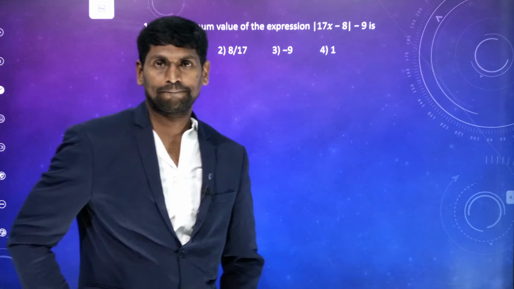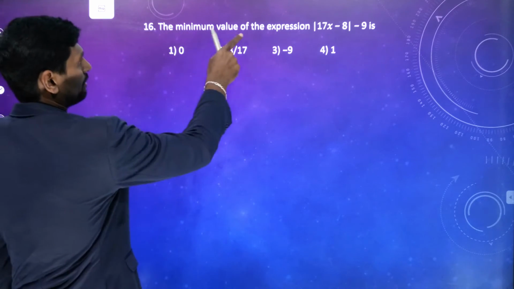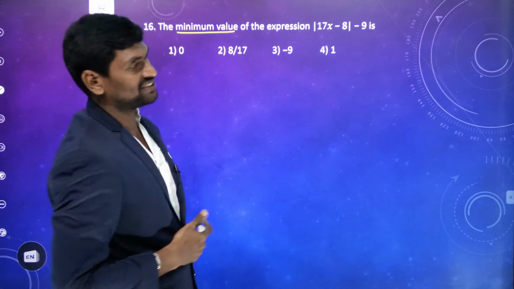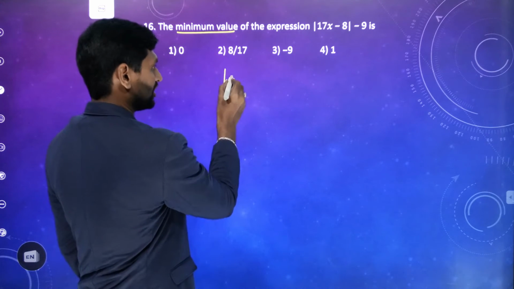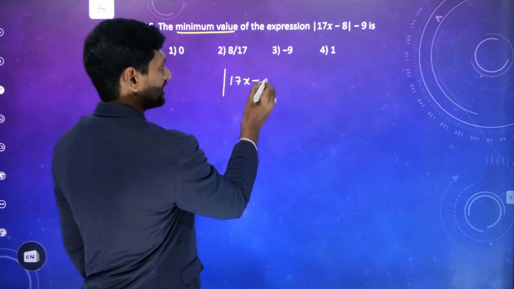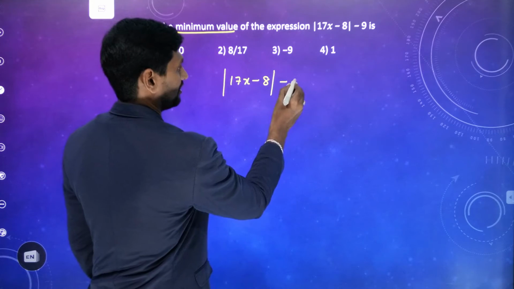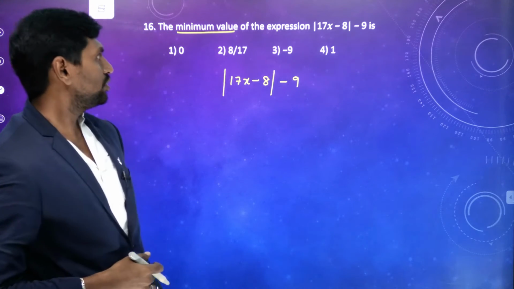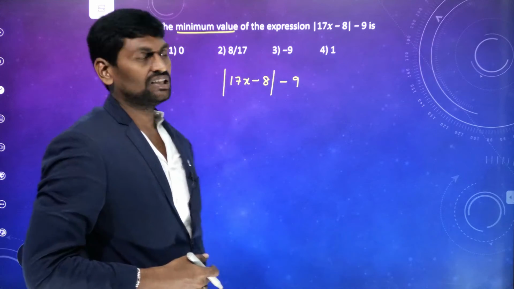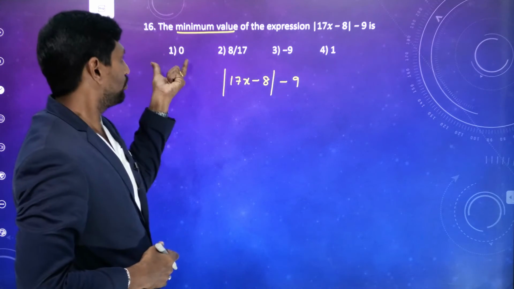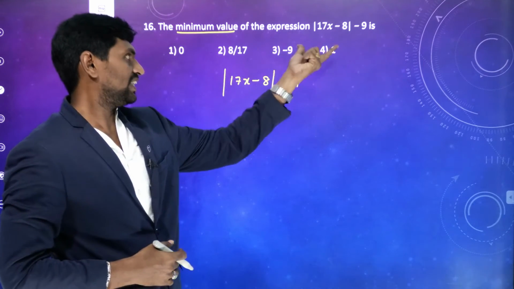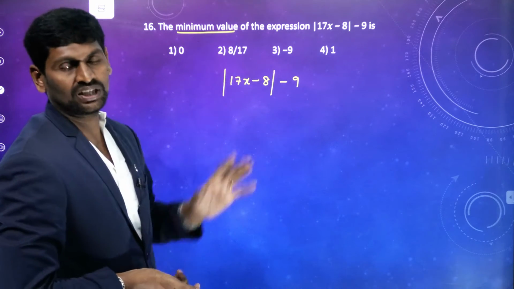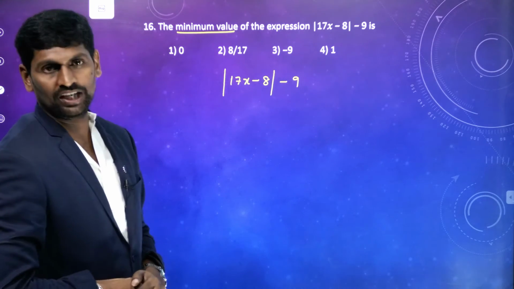Coming to the next question. The minimum value of this expression. What is that expression? Modulus of 17x minus 8, minus 9. What is the minimum value of this expression? We have 4 options. Let us substitute each option and find the minimum value.